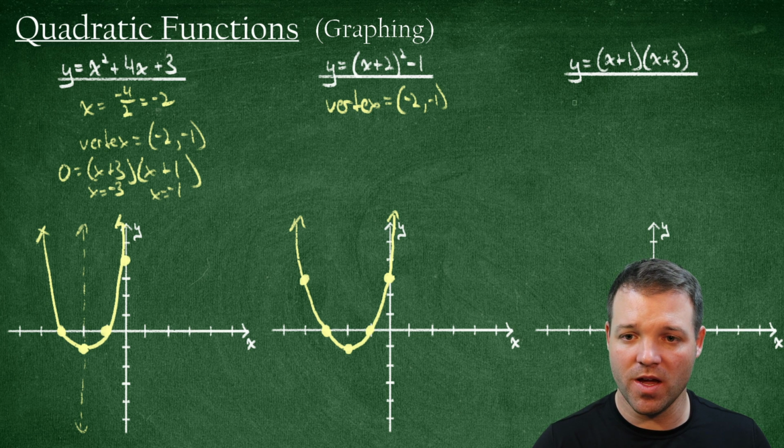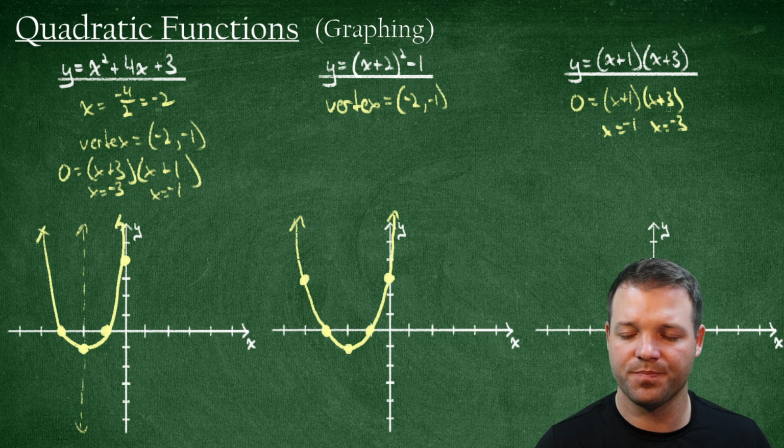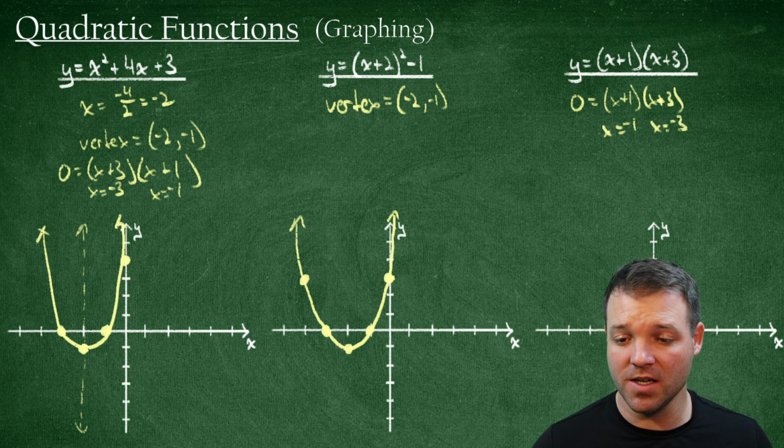So straight away, if I want to figure out the x-intercepts, then I'm interested where y is equal to 0. So I set it equal to 0. x plus 1 times x plus 3. And since two things are multiplied by each other to get 0, I can set them each equal to 0 and then solve. So x plus 1 is equal to 0, solves to x is equal to negative 1. x plus 3 is equal to 0, solves to x is equal to negative 3. So there we go. In factored form, we have our x-intercepts very easy. So negative 1 and negative 3.